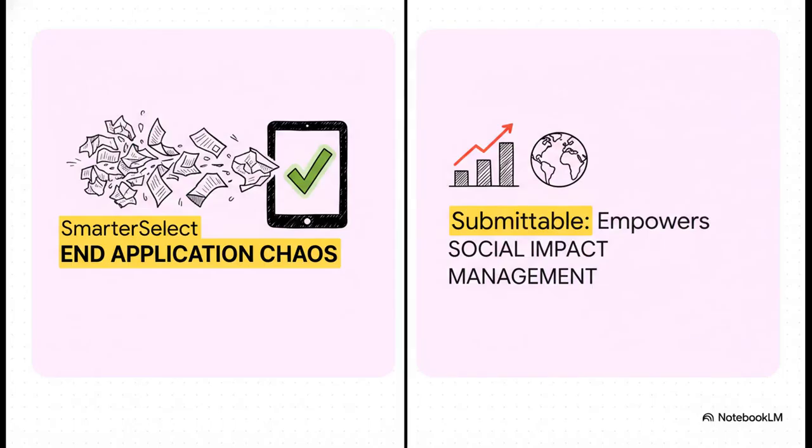And right away, you can see their different approaches. SmarterSelect is all about ending application chaos. Their focus is on being accessible, intuitive, and saving you a ton of administrative time. Submittable, on the other hand, talks about social impact management. They're focused on giving you the tools to manage and, really importantly, measure the impact of your programs.